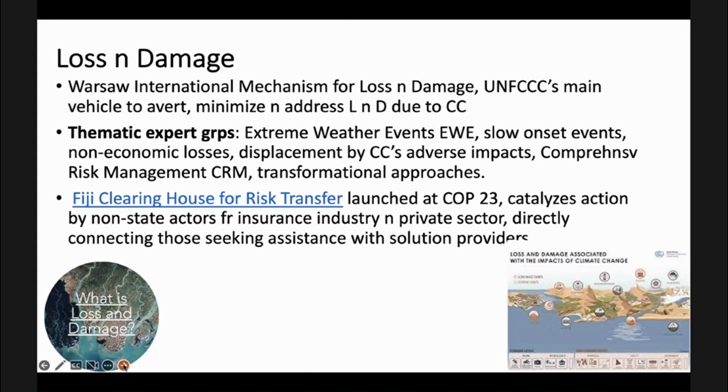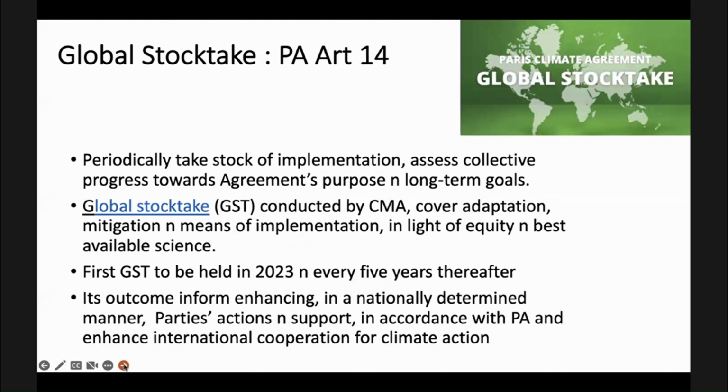Expert groups have been created, one on extreme weather events, one on slow onset events like drought, famine, non-economic losses, displacement by climate change's adverse impacts, a group on comprehensive risk management, and another group talking about transformational approaches. Fiji, which hosted COP23, launched a clearinghouse for risk transfer, and it catalyzes action by non-state actors, including the industry, for insurance and the private sector, connecting those seeking assistance with solution providers. And you can see from this image the kind of activities that are to be taken.